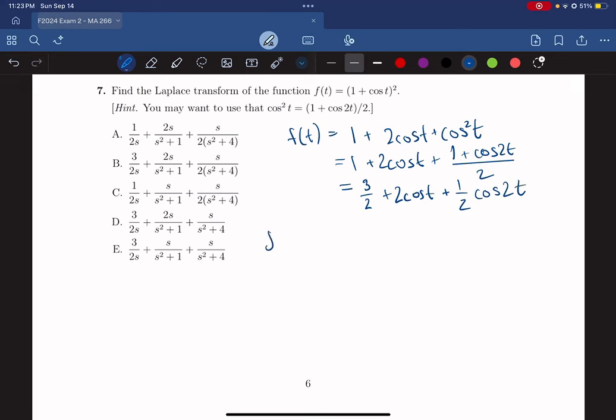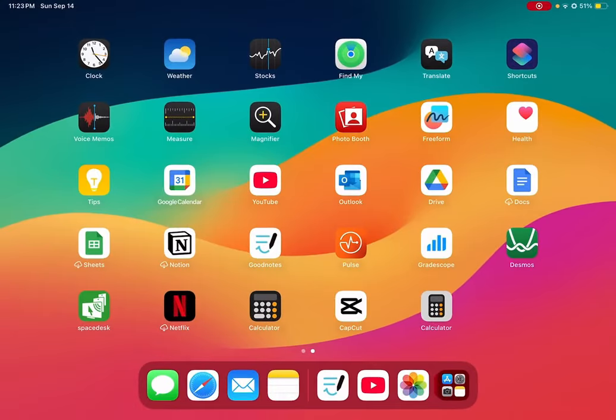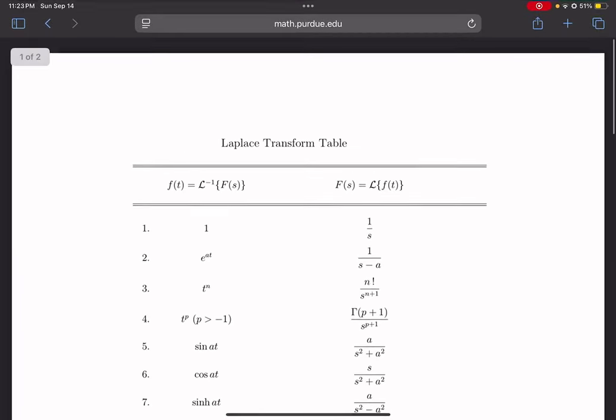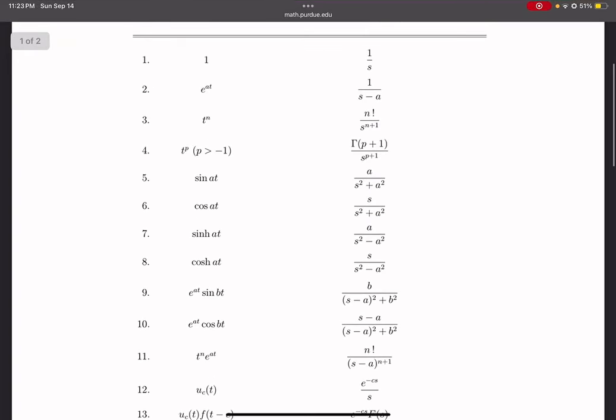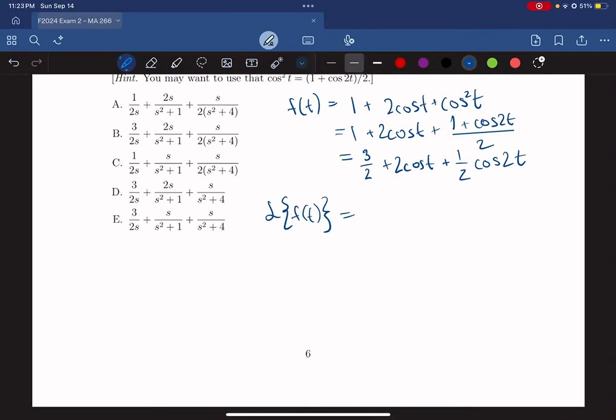And now we can take our Laplace transform, and you just go term by term, like you have a Laplace sheet. So for 1, it's 1 over s, which means it's going to be 3 over 2s. For cosine, it's s over s squared plus 1. For 2 cosine t, we're going to have 2s over s squared plus 1. And then for cosine of 2t, it's the same thing.